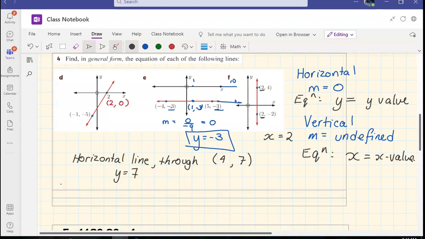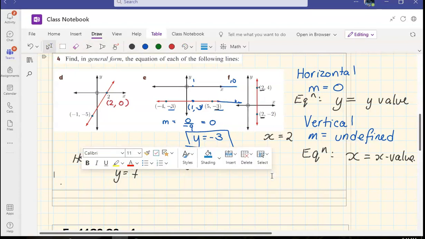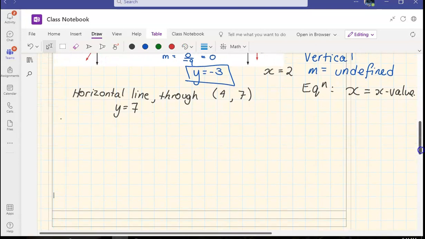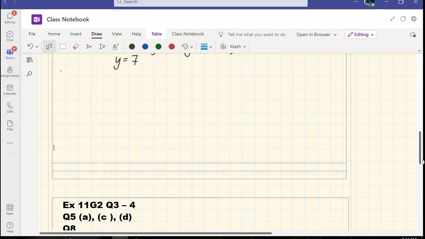So, watch. Where do I get my pointer back? So if you didn't like that, just going through it again.